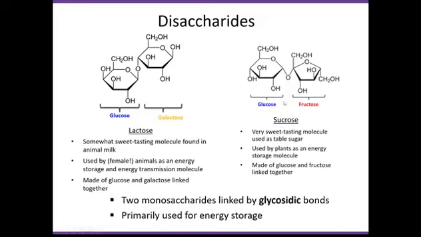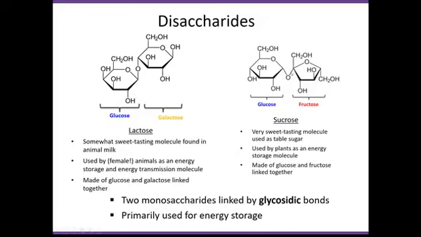Now, sucrose, on the other hand, is another disaccharide. And you'll see that it has a slightly different shape. It's still made of glucose as half of it, but it's made of a fructose on the other half instead of our galactose in lactose. Sucrose is very sweet tasting. It's used by plants as an energy storage molecule, and it's created the same way as any other disaccharide, through condensation reactions.